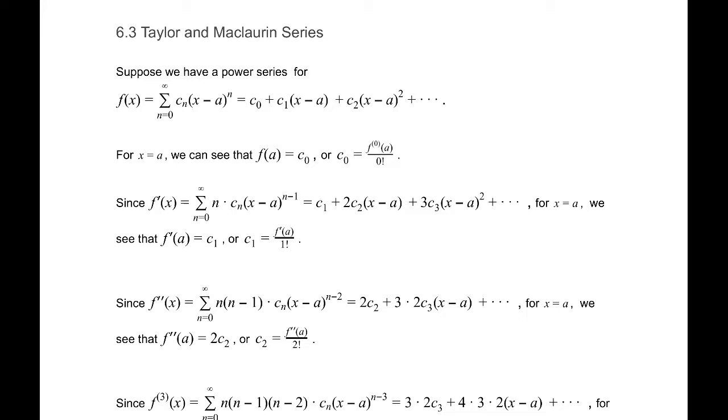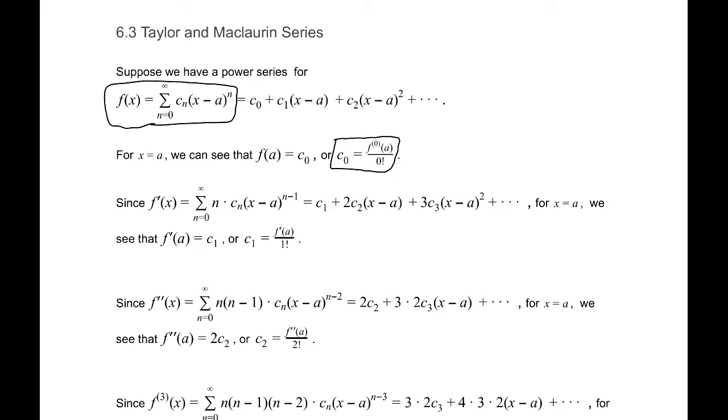Okay, if we have f of x equals this power series, and it's in the expanded form on the right, if we evaluate this series at x equals a, then all the terms following the 0th term are going to be 0. So we see that f of a is equal to c naught. I'm going to write it this way: c naught equals the 0th derivative evaluated at a divided by 0 factorial. In this case, 0 factorial is 1, and this is just f of a.